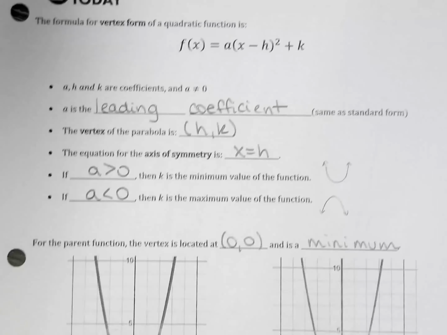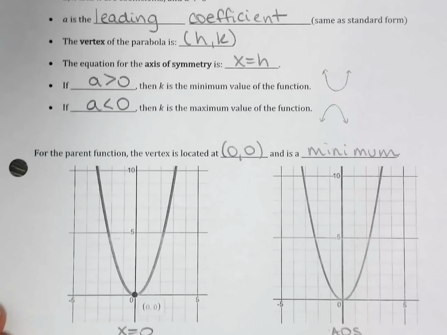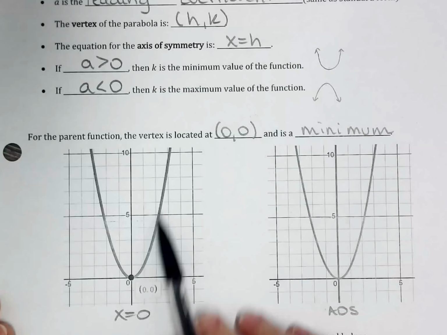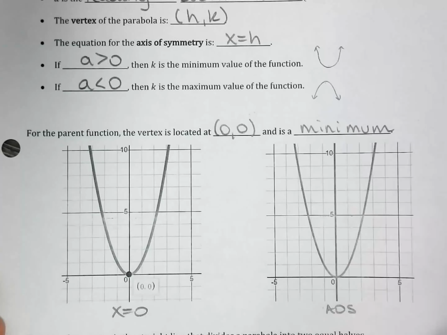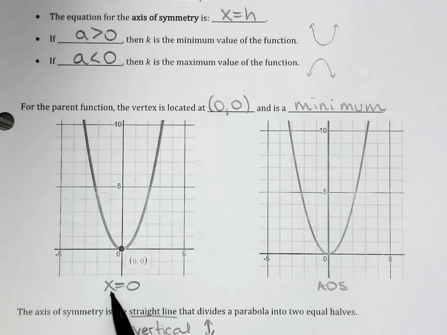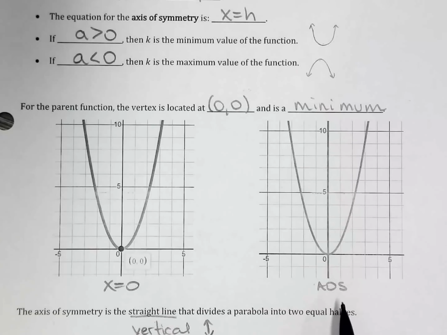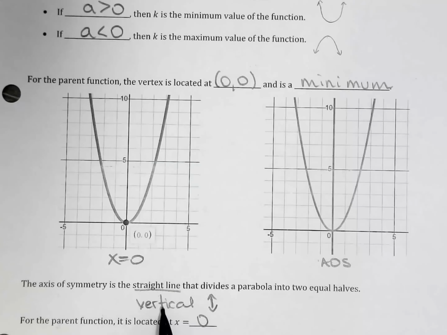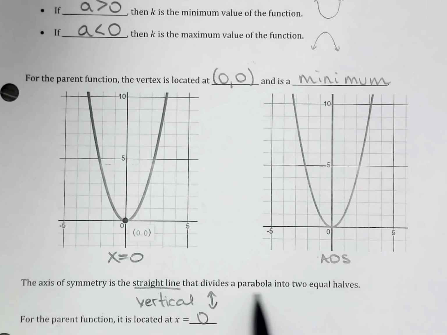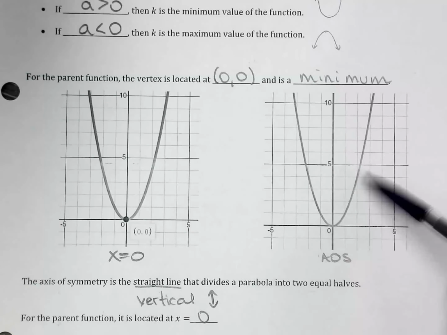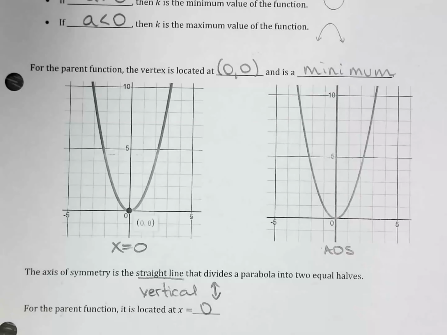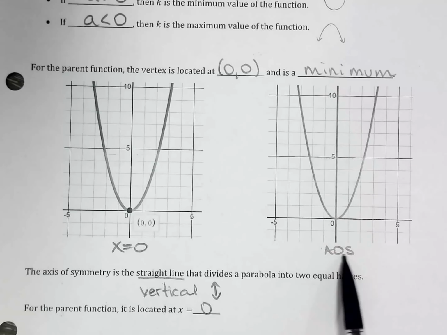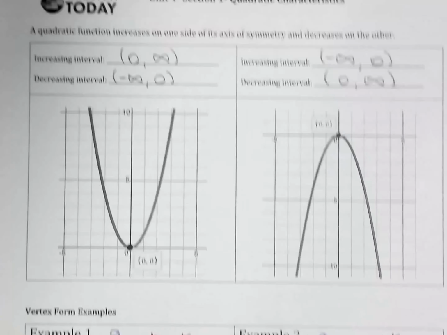Minimum, maximum, right there. For the parent function, the vertex is at 0, 0, and it is a minimum because this is the parent function. This is the standard form. This is the original one. And the axis of symmetry is right there at x equals 0. This is the axis of symmetry right there. The axis of symmetry is a straight line, up and down, vertical, okay? That cuts the parabola in half. So it's always symmetric. For the parent function, it's always going to be at x equals 0. Always there, okay? AOS is axis of symmetry.